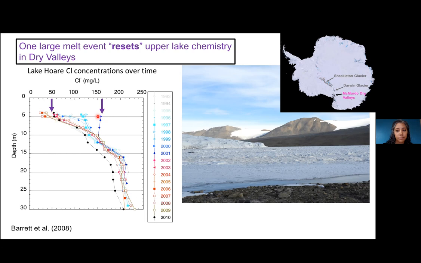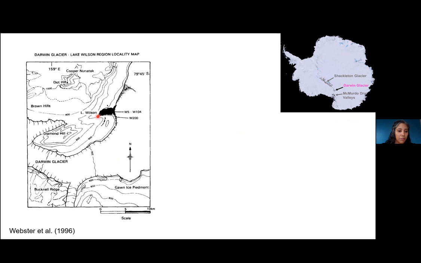Let's move a little bit further south to the Darwin Glacier. So this is a study, or a couple of studies, led by Jenny Webster-Brown. So this is the Darwin Glacier here. And then we have Lake Wilson, which is actually an ice-marginal lake just along the side of that glacier.